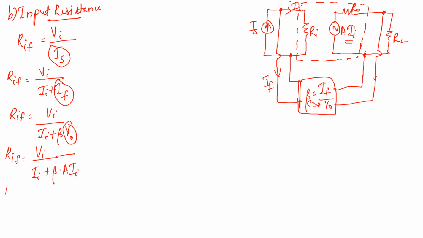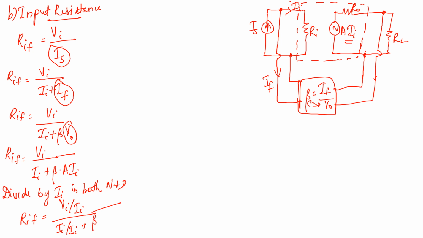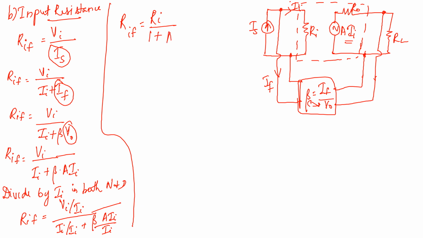So if you divide by II in both numerator and denominator, what you will be getting? RIF is equal to VI divided by II, divided by II divided by II plus beta into A II divided by II. So what you will be getting? I can write that RIF is equal to VI divided by II. I can replace it by RI divided by, so II will get cancelled, right? So here you will be getting 1 plus A into beta.